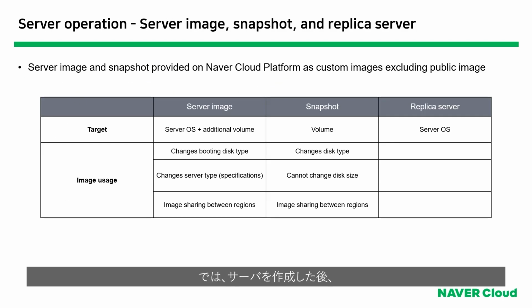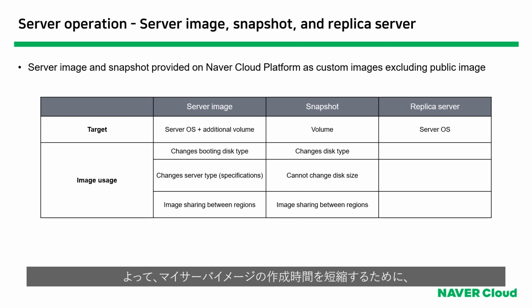Then, let's take a look at the features of NAVER Cloud Platform that are provided for server operation after creating the server. First, let's talk about the My Server image, snapshot, and server replication features. My Server image is a feature that enables you to create the image of the server's current status. My Server image can be created when the server is in the running or stopped status. Since the added storage is also imaged, it may take longer to create My Server image the larger the capacity of the additional disk, and the more data there is.